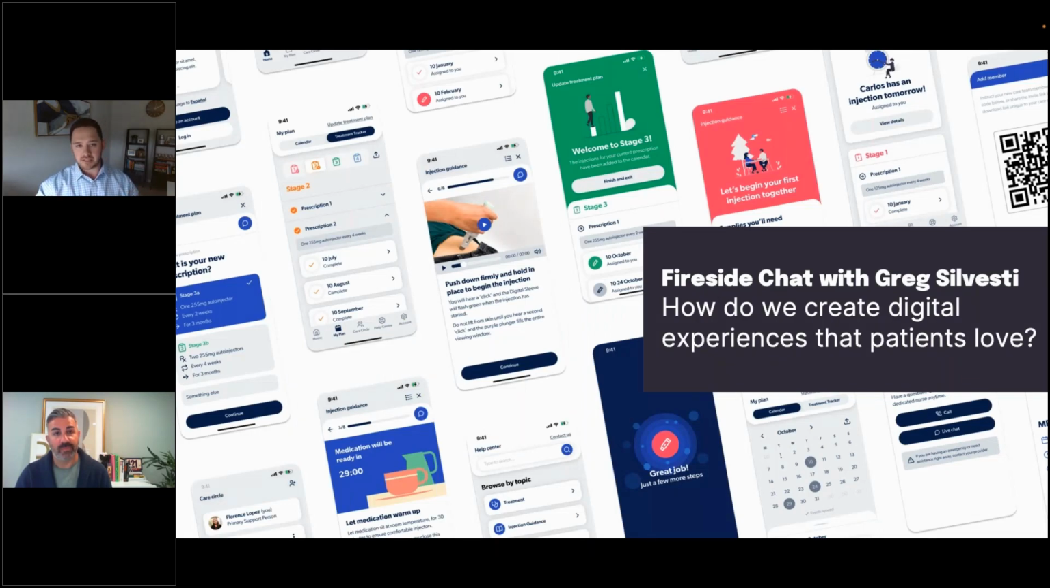Greg is an expert in this space. I've had the pleasure of working with him for many years, and he's truly a subject matter expert. So Ryan, if you don't mind, if you can pull the screen share down, and we will jump into the conversation here. Before I do that, Greg, why don't you go ahead and introduce yourself to the audience?